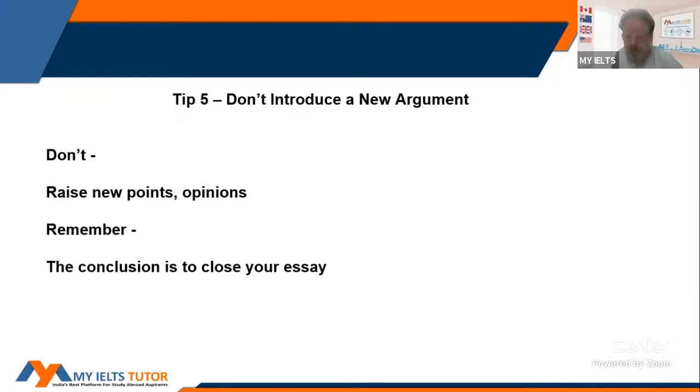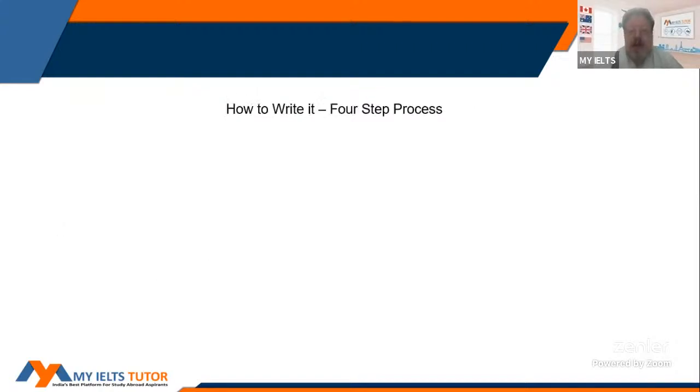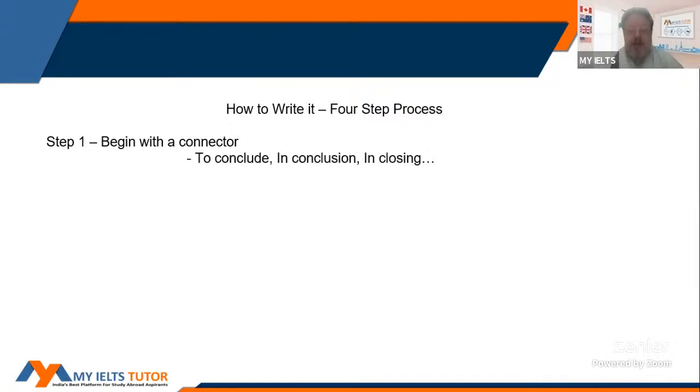That's it. Okay. Now, how to write your conclusion? It's a 4-step process. So if you follow these steps, you'll write a good conclusion here. Now, step 1, begin with a connector. Okay. Begin with a connector, such as to conclude, in conclusion, in closing, for instance. Those are examples there. All right.